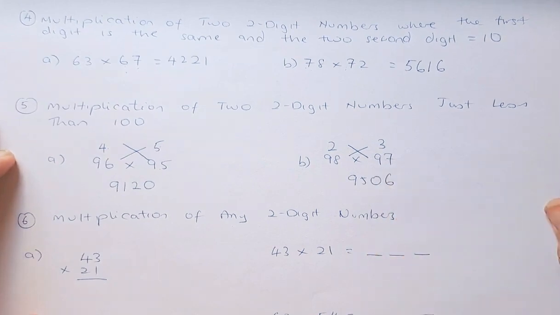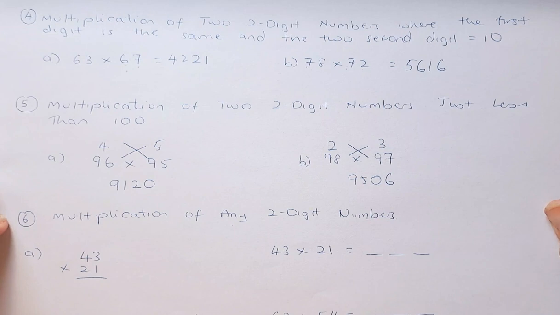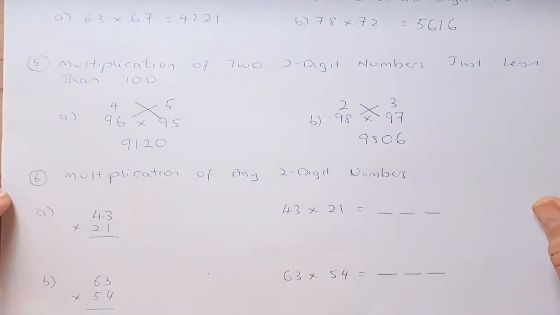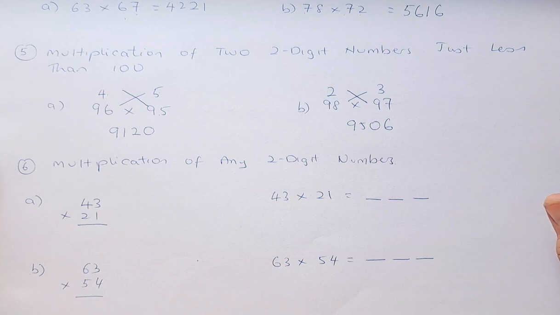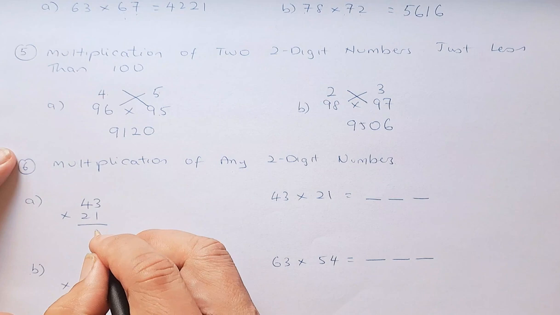Okay, great. So now we are going to multiply. The number 6 shortcut is the multiplication of any 2-digit numbers. Okay, there are two ways of doing it. Okay, one is called cross multiply, and the other method is called the rainbow method. It's the same method. So the first one, you take 3 times 1 is 3.